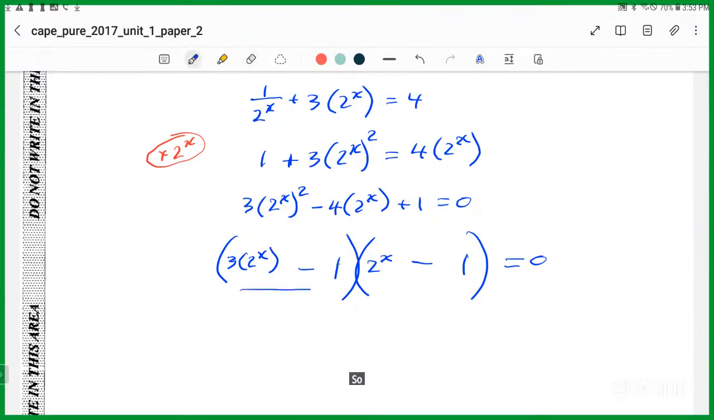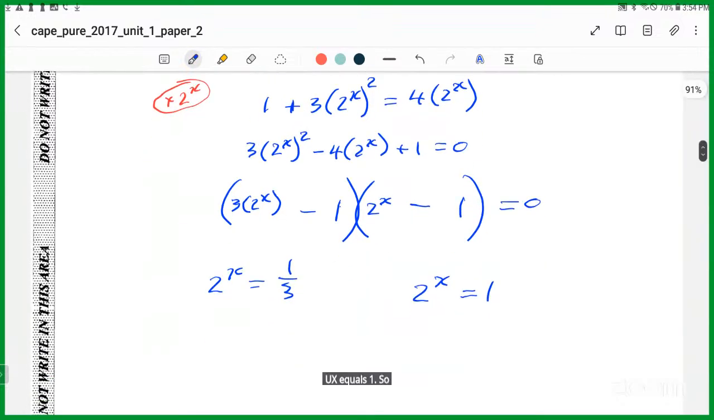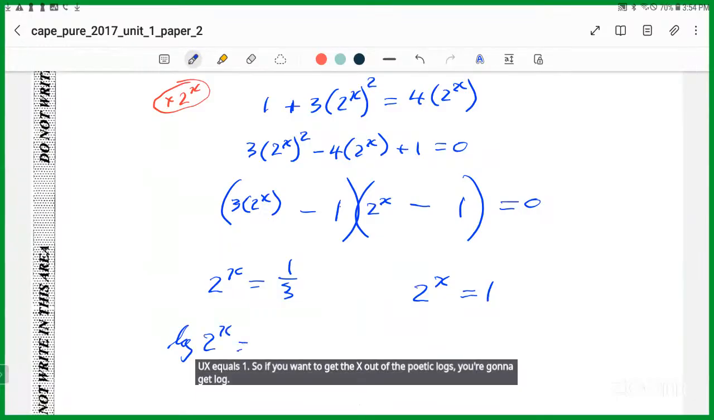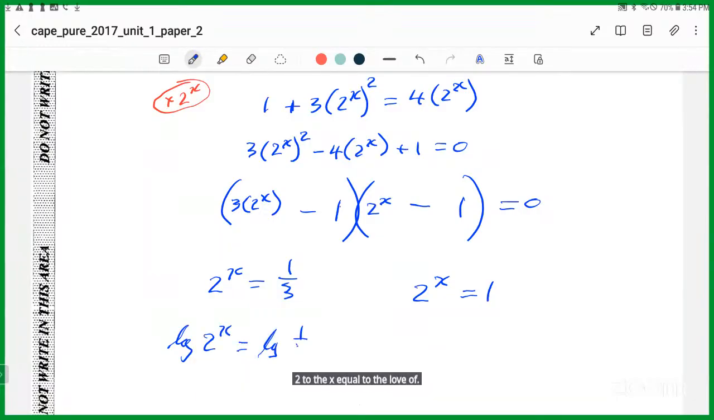So this factor will give you 2 to the x equals 1 over 3. And this one is 2 to the x equals 1. So if you want to get the x out of the power, take logs. So you're going to get log 2 to the x equal the log of 1 over 3. This one is kind of easy. If a number raised to a power equals 1, it means that the power is 0. Any number raised to the power 0 is 1.